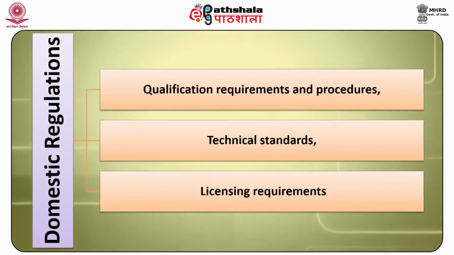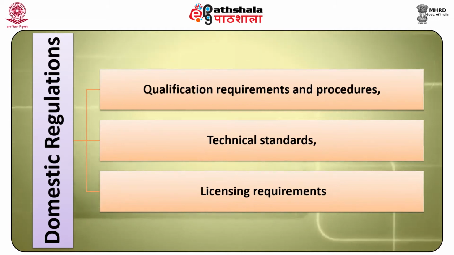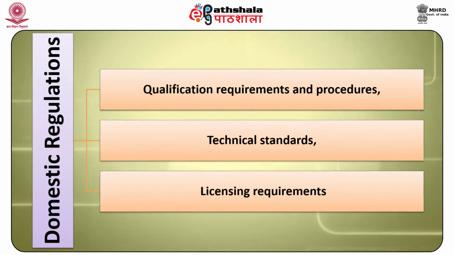Domestic regulations. Article 6 of the GATS agreement provides for harmonization of domestic rules of member countries with regard to the following 3 aspects. First, qualification requirements and procedures. Second, technical standards. And third, licensing requirements.